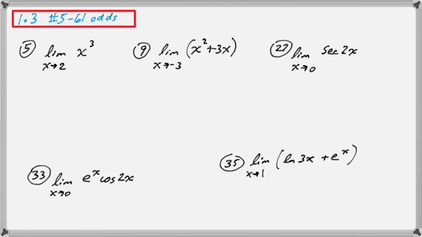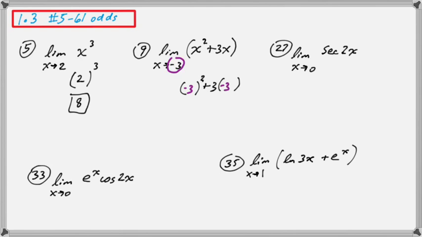Okay, these are a sampling of questions from the first group in 1-3. I think all of these are direct substitution. So if you can put the 2 directly in place of the x, that's what you do. Here I'm going to put the -3 in, so I'll put a -3 in.